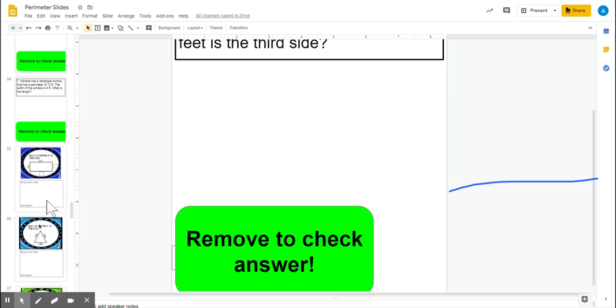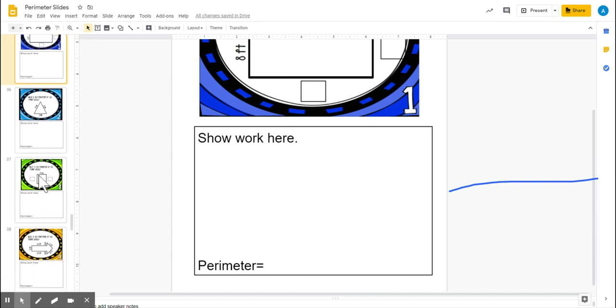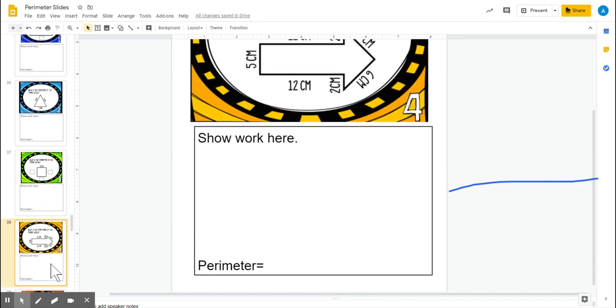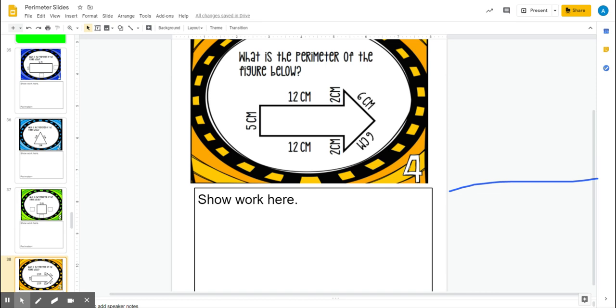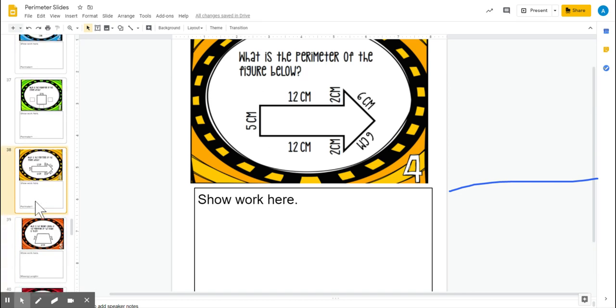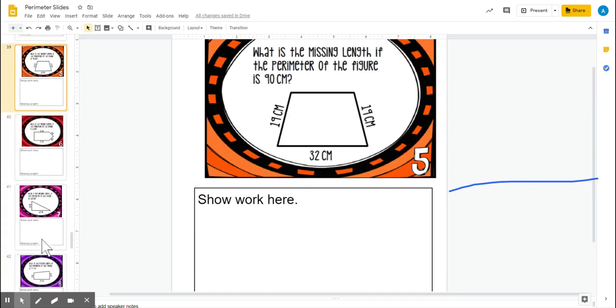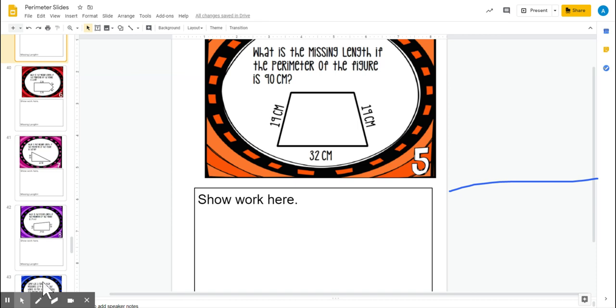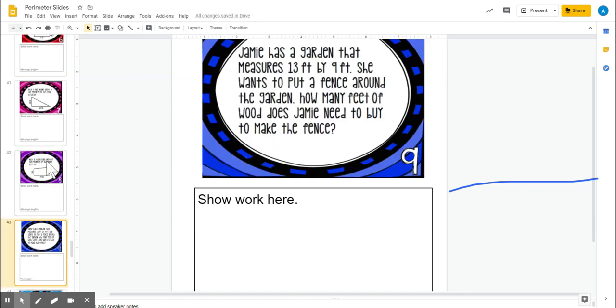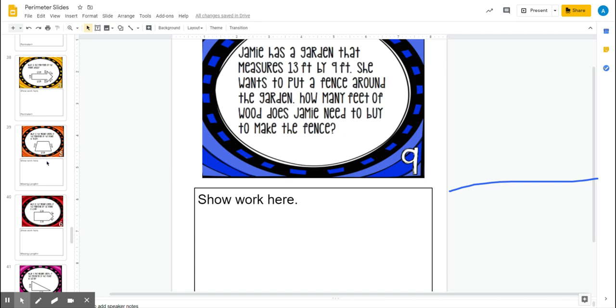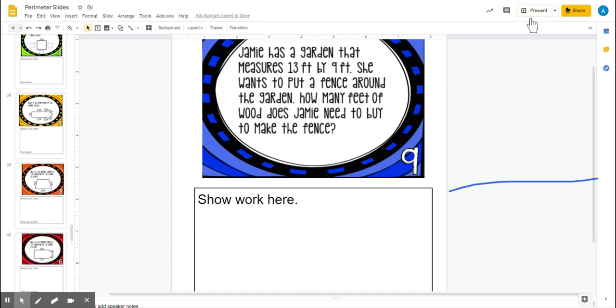Just see tomorrow you will be doing these task cards, very similar to what we've been doing all week. Just asking for the perimeter, asking for a missing side, asking you to solve a word problem. Okay, so we've been practicing all week. Again, if you have questions, please let me know. I'm happy to help.